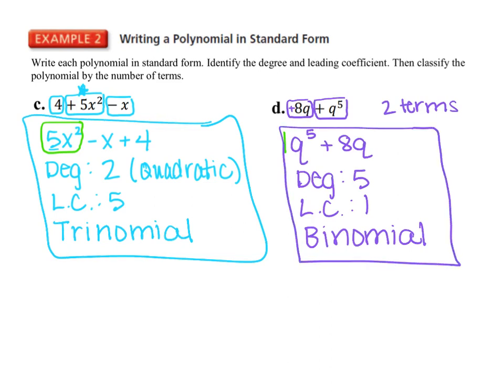So see if you can practice writing polynomials in standard form, identifying their degrees, their leading coefficients, and their types. Make sure you're asking questions if you have them.